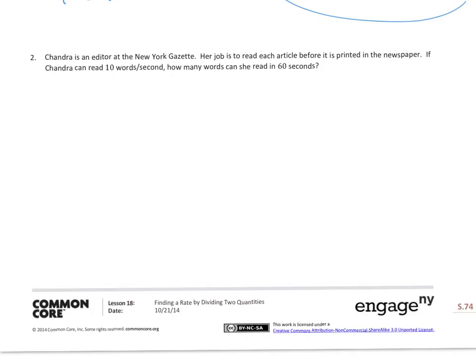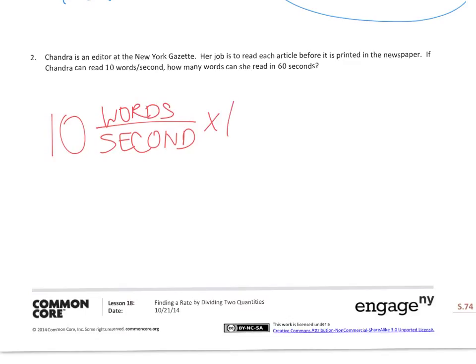So we're going to set it up the exact same way. So we have 10 words per second for 60 seconds. So remember, it's important to label and have our units going. So the 2 units we're using for this problem, words and seconds. Those are the 2 things we're using to measure.